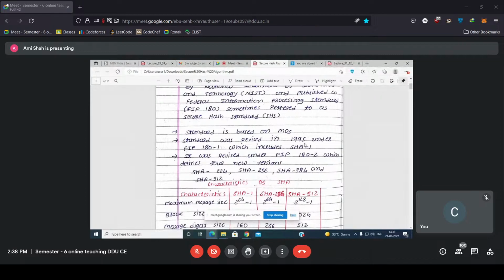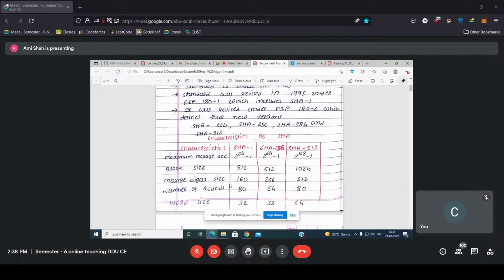The standard was revised in 1995 under FIPS 180-1, which includes SHA-1, and it was revised again under FIPS 180-2, which defines four new versions of SHA: 224, 256, 384, and 512. These are the different versions of SHA. Now, these are some characteristics of SHA, and you may also see it written as SHA-512.